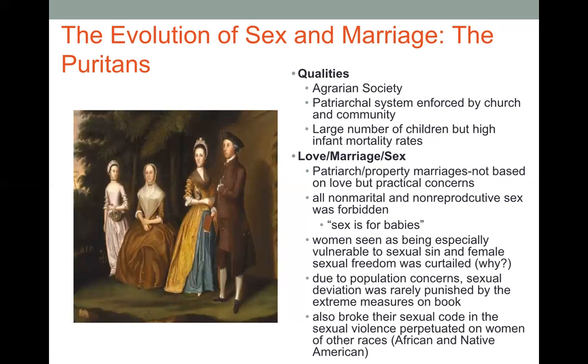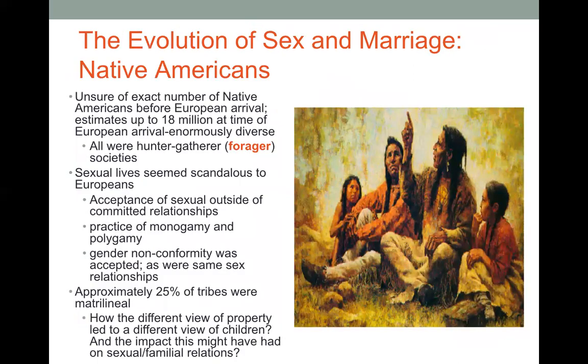And then, of course, we also know that particularly in regards to the men, they broke their sexual code as well, and oftentimes without punishment, particularly in regards to the sexual violence that was perpetrated on women of other races. Your textbook mentions African and Native American women in particular. So the comparative North American society during this time period are the Native Americans.